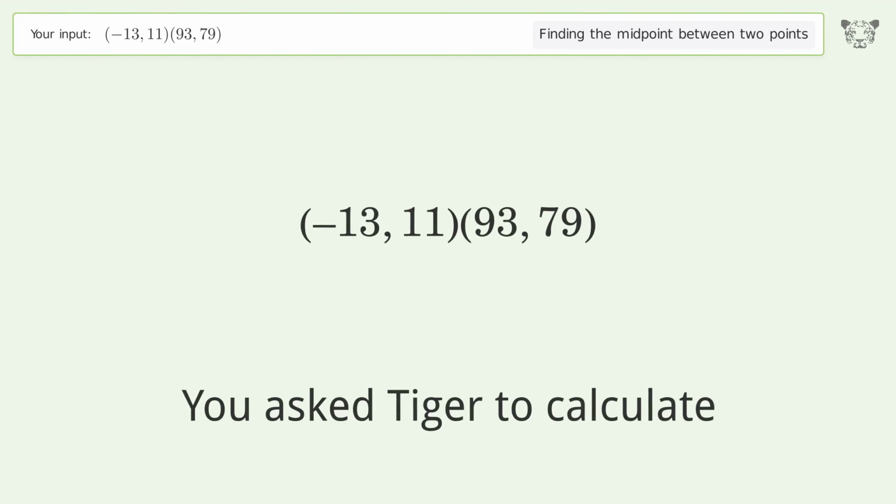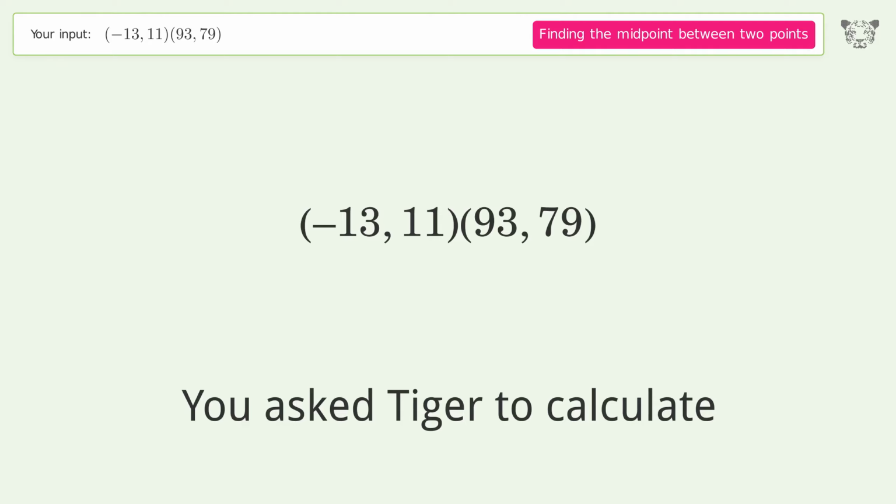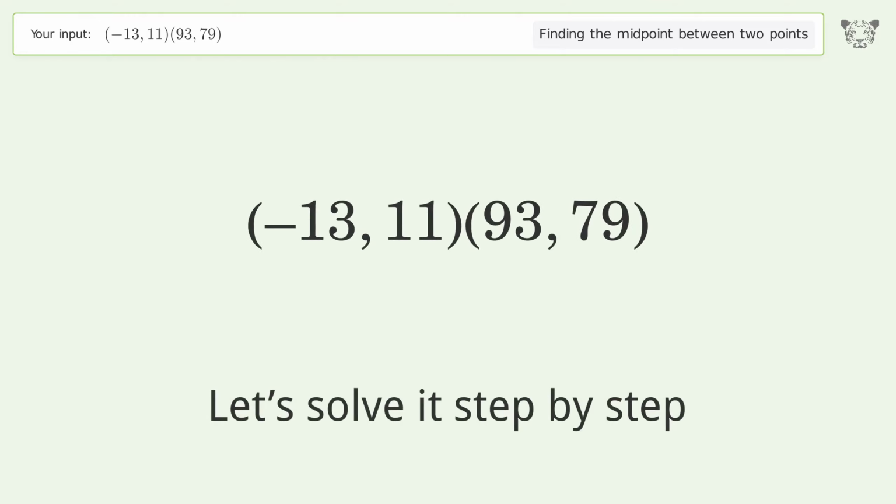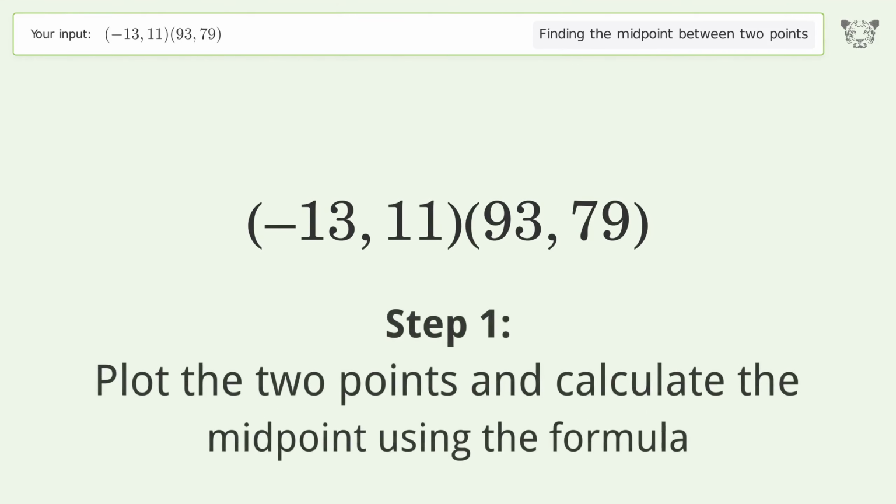You ask Tiger to calculate. This deals with finding the midpoint between 2 points. The midpoint between the 2 points is 40, 45. Let's solve it step by step. Plot the 2 points and calculate the midpoint using the formula.